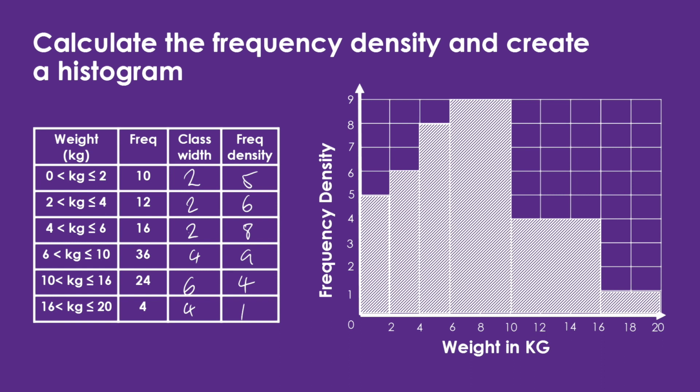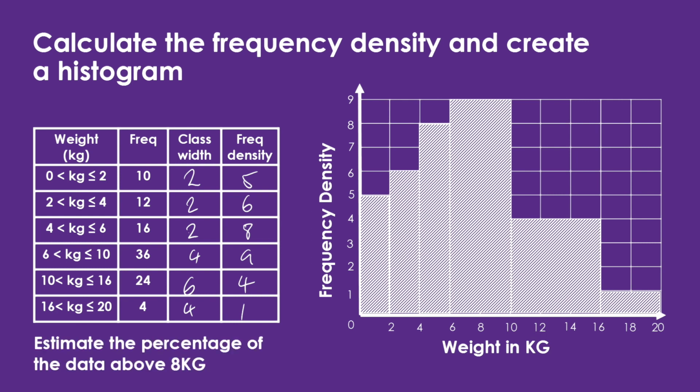In order to calculate the bar, you can reverse this by multiplying the class width by the frequency density to find its value, or its area, which we're going to use to answer the next part of the question. We're asked to estimate the percentage of data that is above 8 kilograms. As this type of question is usually raised from just the information on the histogram without the data available, I'll use the histogram to show you the process to calculate it.